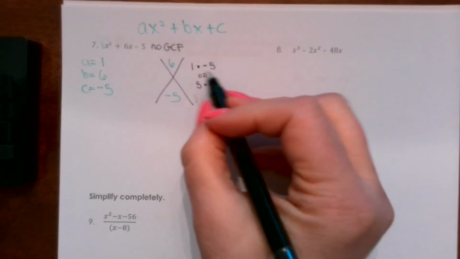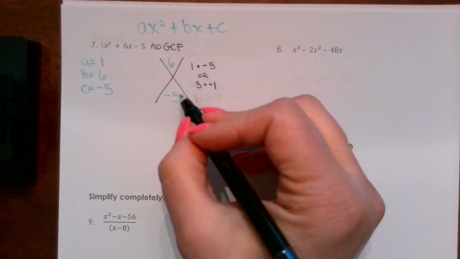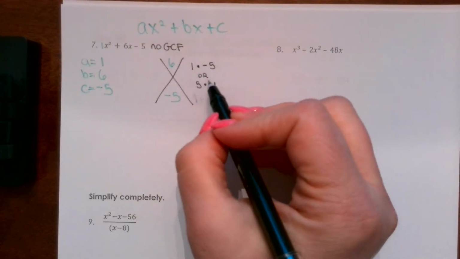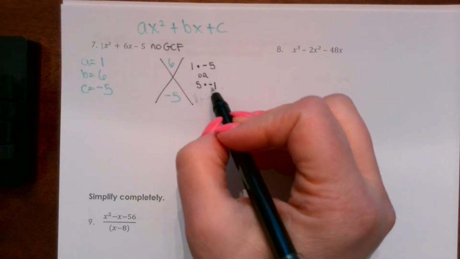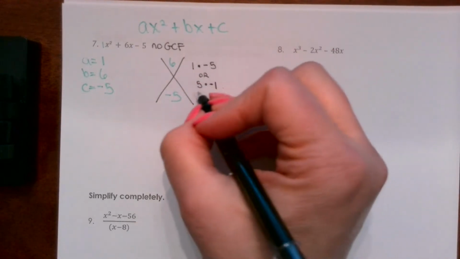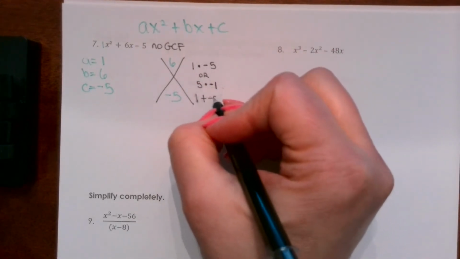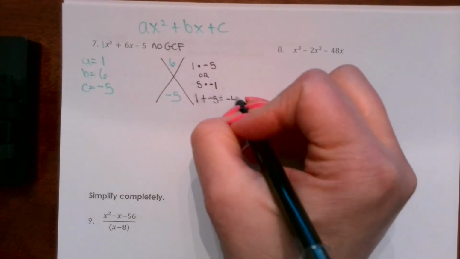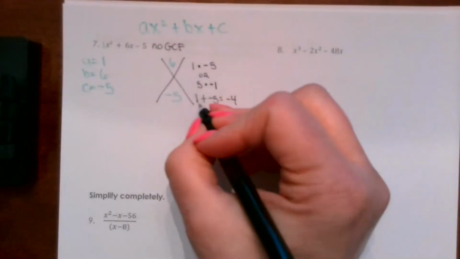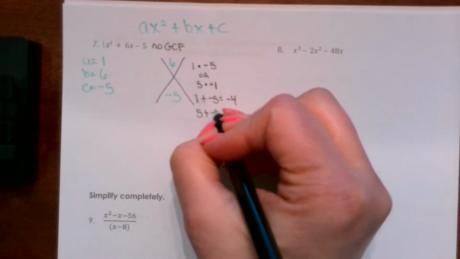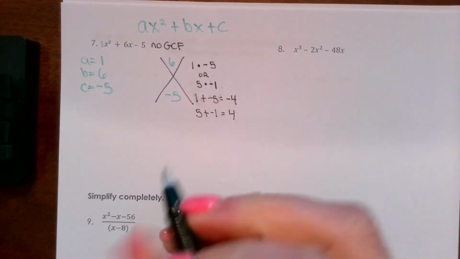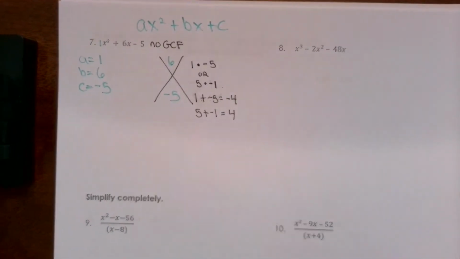So now I'm going to go back. These are the only two ways I can get to negative 5. 1 times negative 5, or I can make the 1 negative, negative 1 times 5. So what is 1 plus negative 5? Well, that's negative 4. That doesn't equal 6. And 5 plus negative 1 is a positive 4. That also doesn't equal 6.